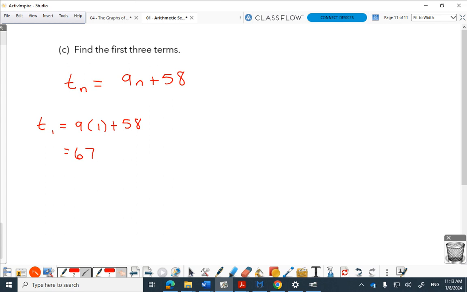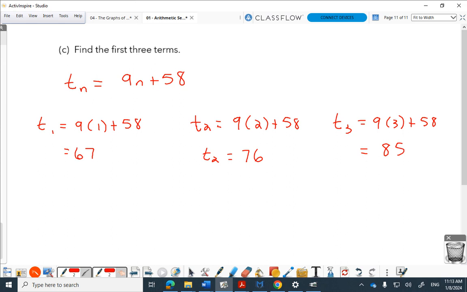Term 2 equals 9 times 2 plus 58. I'll do that in my head. 18 plus 58, 76. I got it. And this is how we use the formula to find terms. We just put the number in and sub it in. Term 3, 9 times 3 plus 58, which is 85. And that loops back to, I think, the first couple of homework questions. That'll give you a formula, and you're just supposed to find a few terms by choosing the term number that you want.